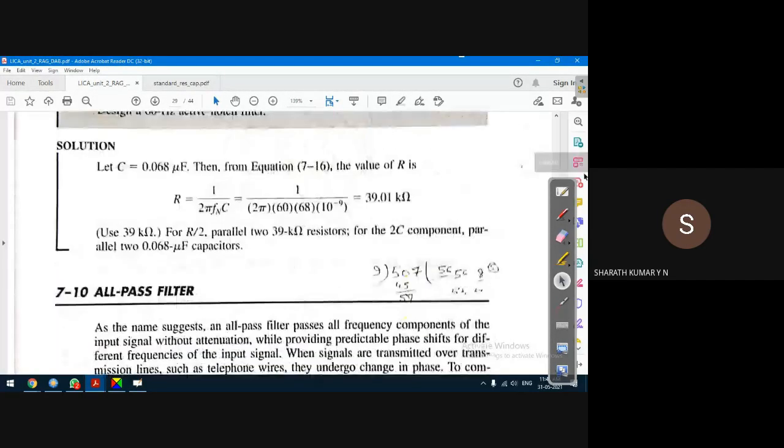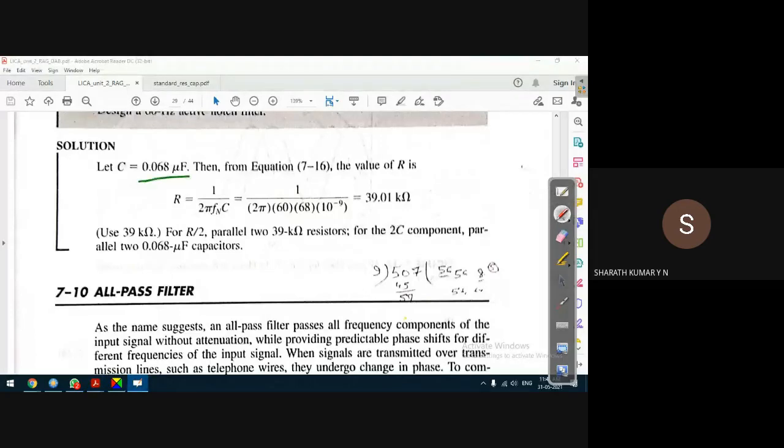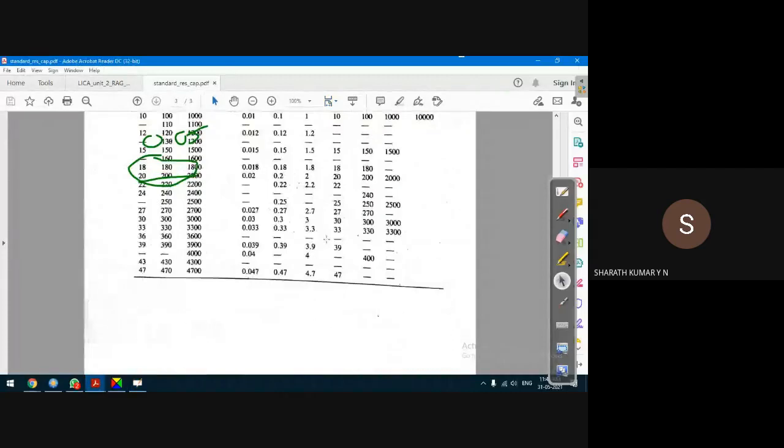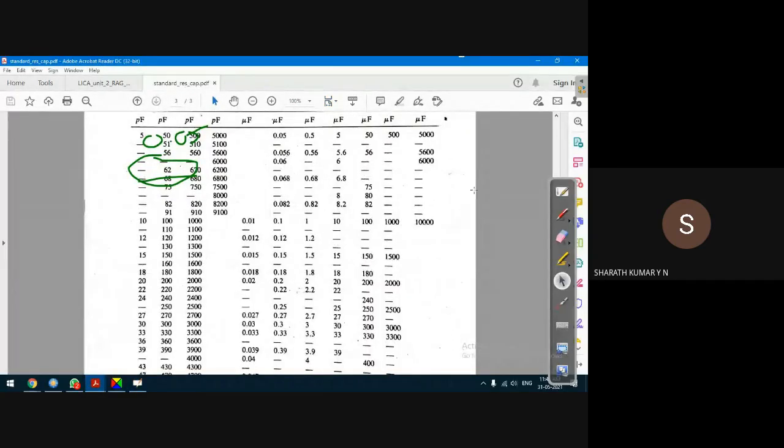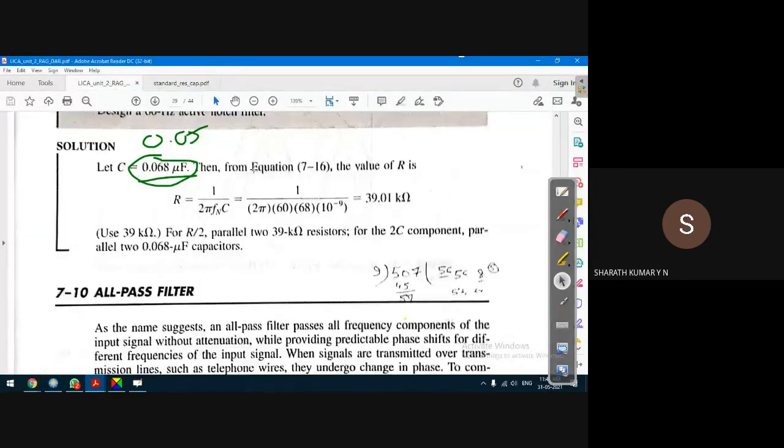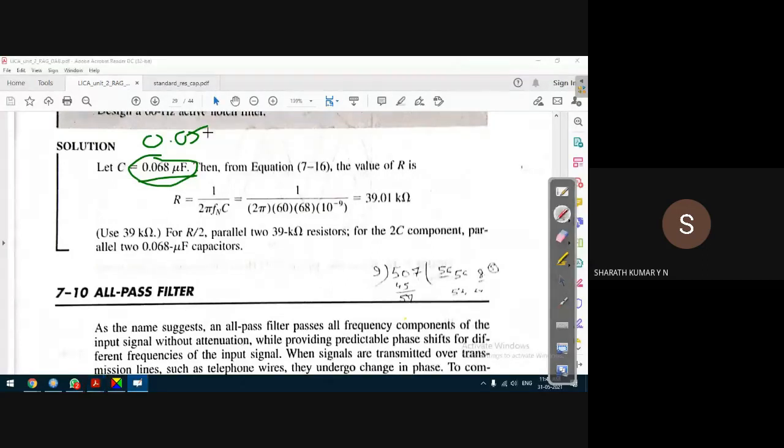So the C value is selected as 0.068 microfarad. As I said, we can try with another value also. For example, let us say we saw 0.05-something, I forgot the value. What was that? 0.056 microfarad. With that also we can start. Nothing wrong, with 0.056 microfarad also we can start.